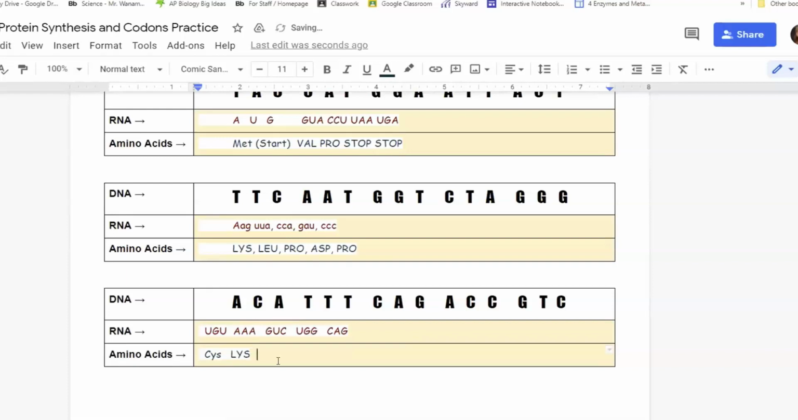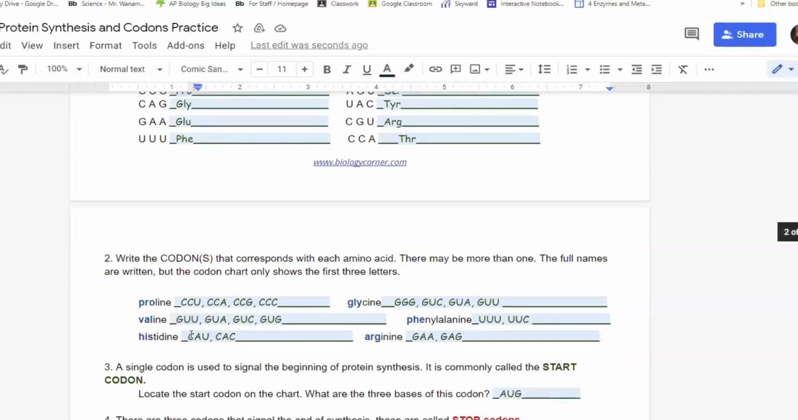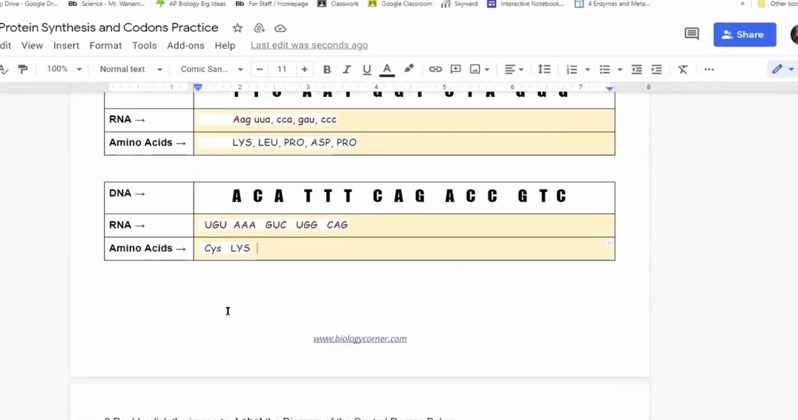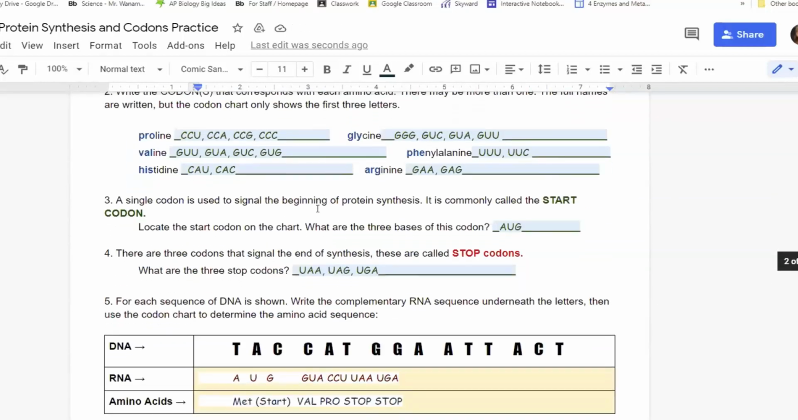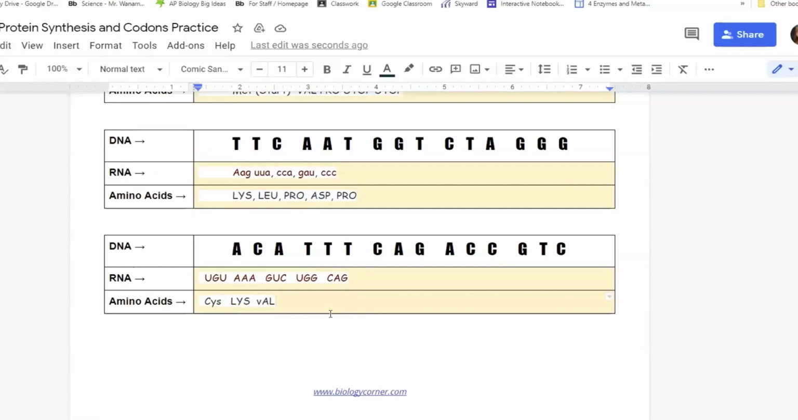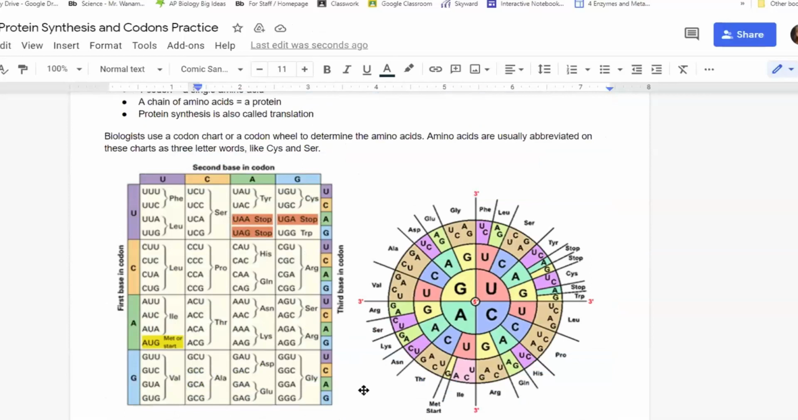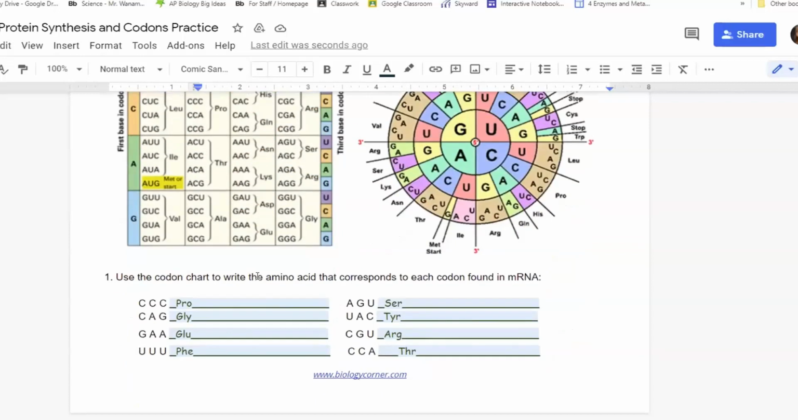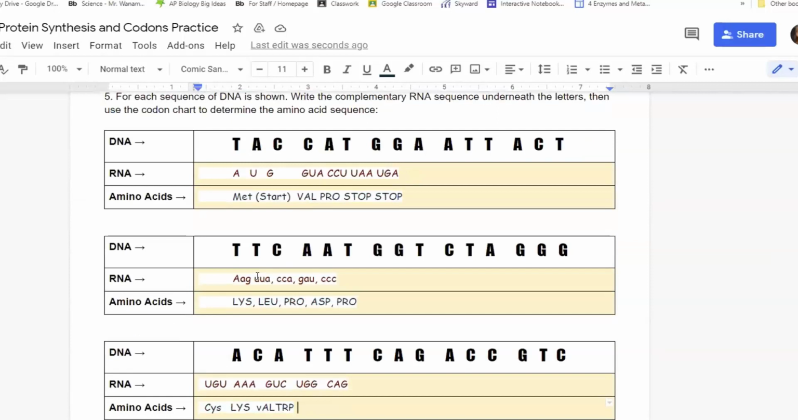And GUC, valine. And UGG, that's tryptophan. And then CAG, GLN. Yeah. Okay.